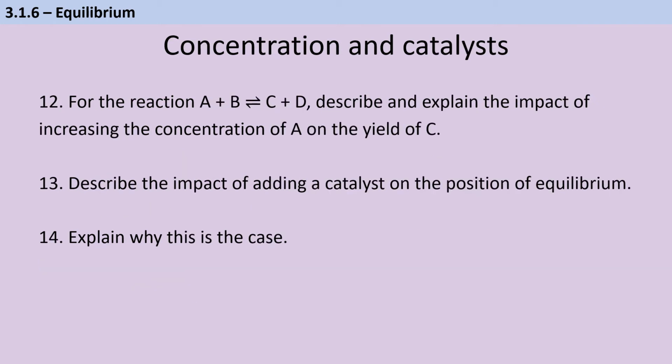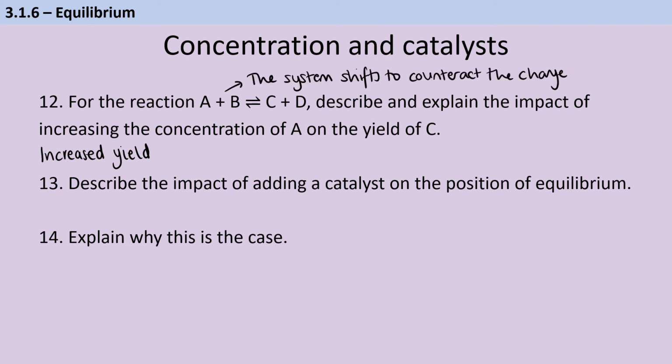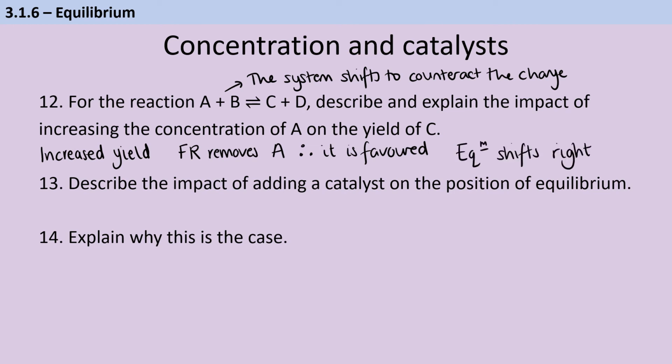In this next question, we're looking at the impact of adding a reactant, in this case A. So this is going to increase the yield of the product C. And the reason for this, again, we come back to Le Chatelier's principle, which tells us that the system is going to shift to counteract the change. So here the change was that we added A and we want to remove it. And the forward reaction is the one that removes A, so it's the forward reaction that is favoured, and therefore equilibrium shifts to the right.